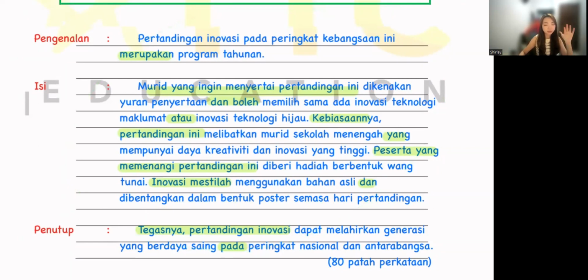And every time in the BM paper, whenever there is a paragraph, perenggan, please make sure that you remember this. The patah perkataan, you will need to include that regardless of whether it is a short essay, long essay, ulasan, ringkasan, whatsoever. As long as it's in a paragraph, you will need to write down the word count, how many words. Okay? Boleh? Kalau boleh, kita teruskan. Okay, let's move on.